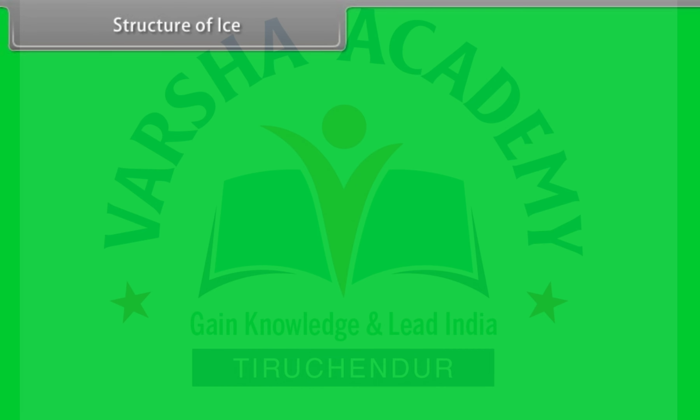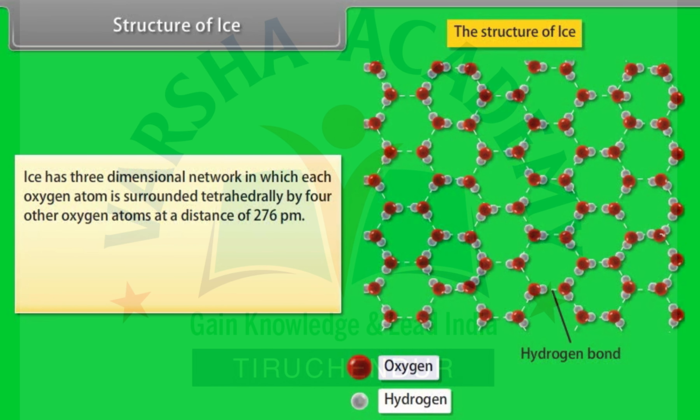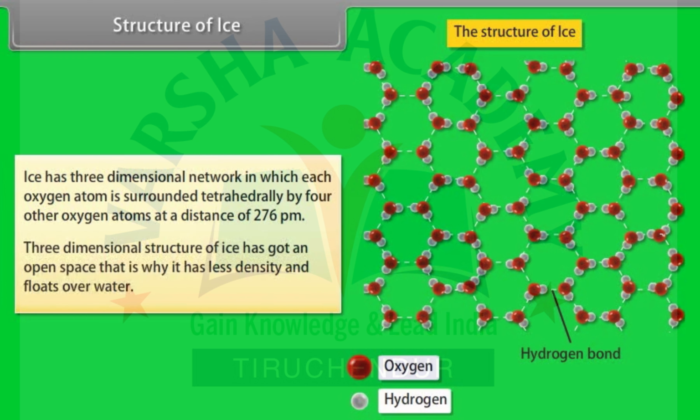Structure of ice. Ice has a three-dimensional network in which each oxygen atom is surrounded tetrahedrally by four other oxygen atoms at a distance of 276 picometer. The three-dimensional structure of ice has open space, that is why it has less density and floats over water.